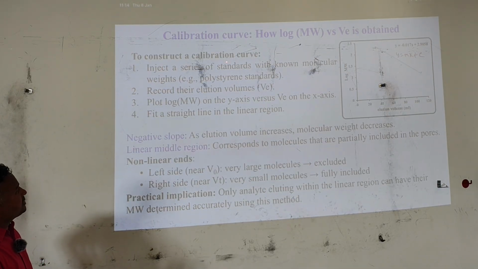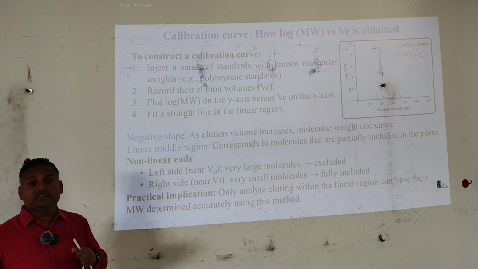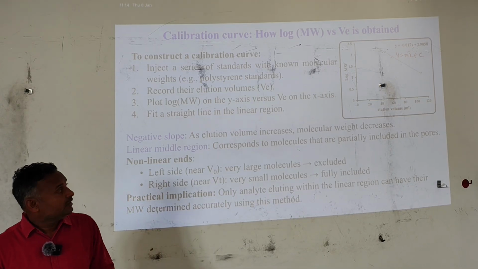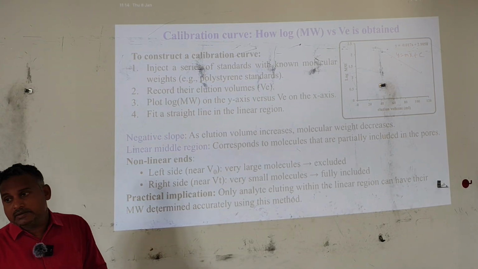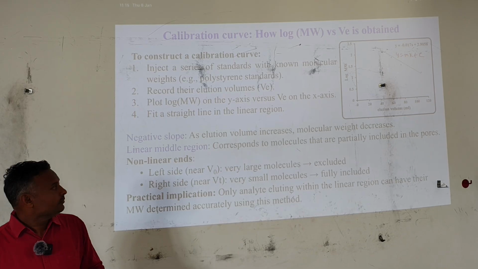To construct a calibration curve, you need to inject a series of standards with known molecular weights, record the elution volumes VE, and plot the logarithm of molecular weight on the y-axis and VE on the x-axis like this. Then fit a straight line in the linear region. This is also called a linear fit.